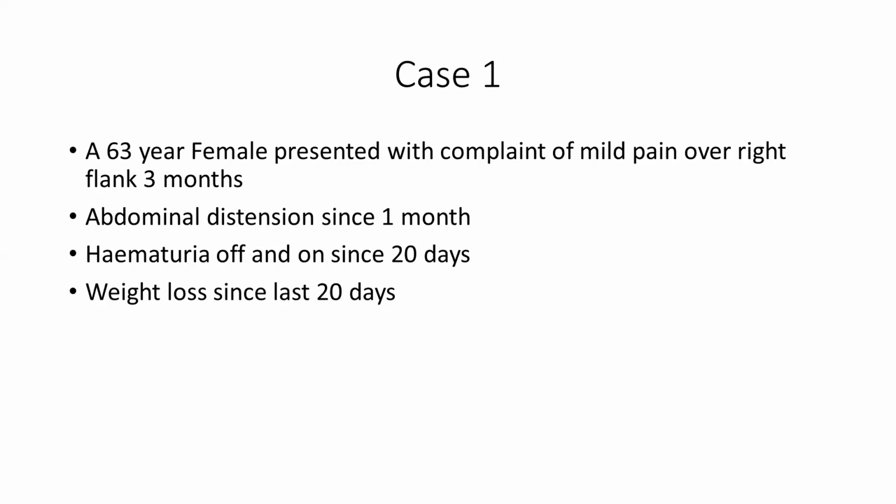So a 63-year-old female presented with the complaint of pain over the right flank region, abdominal distension since 1 month, hematuria on and off, and weight loss.